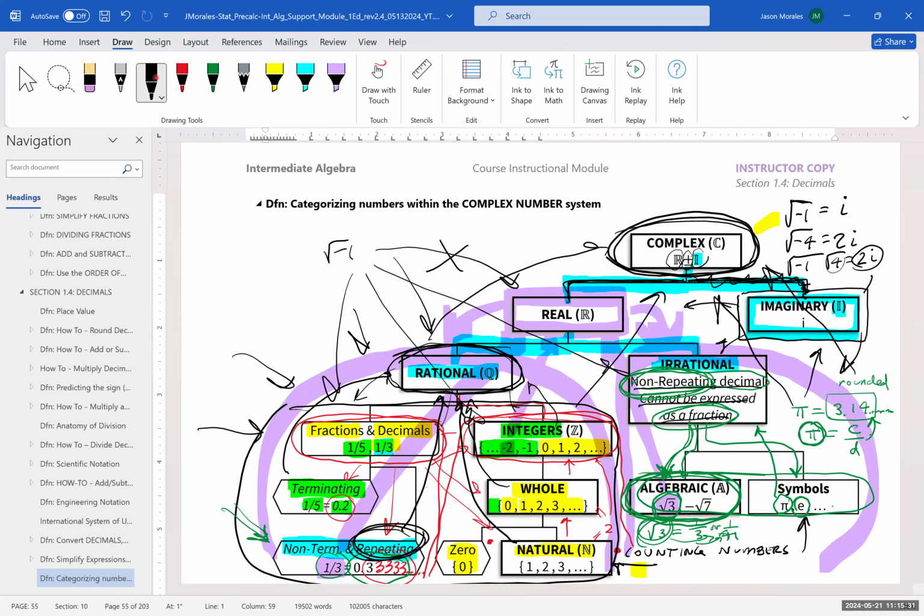So I'll let that kind of gel and digest. You can rewatch this explanation, but I think that's probably the easiest explanation of each of these and how they're kind of all interrelated and how they fit within this hierarchy.